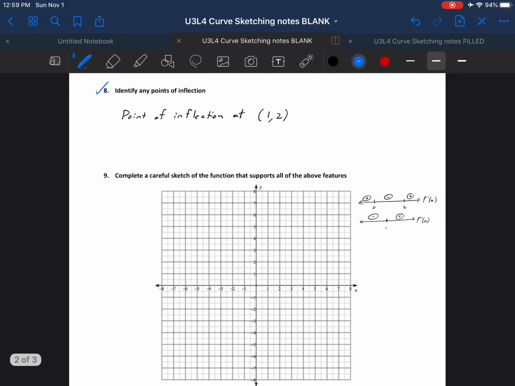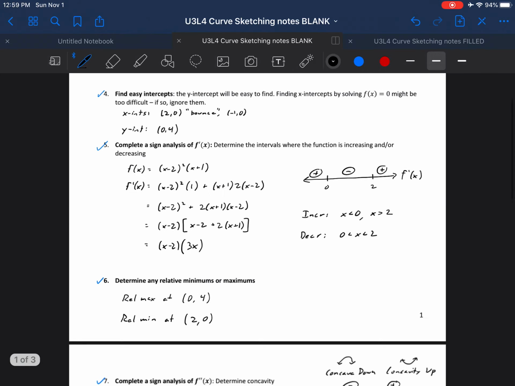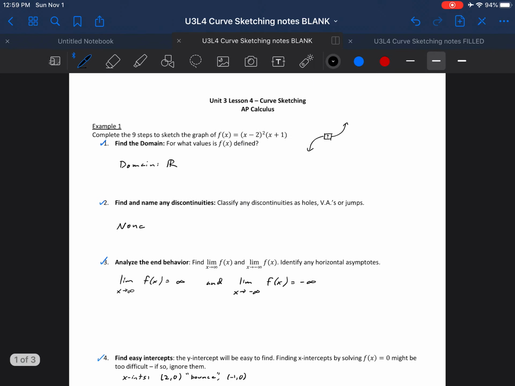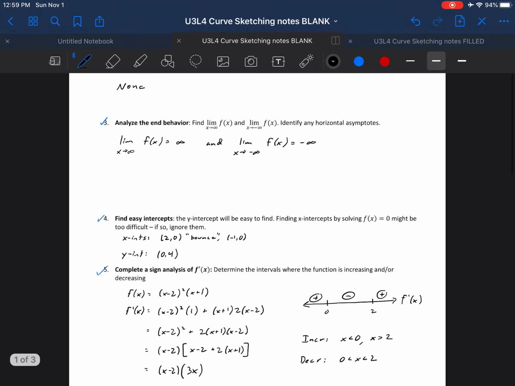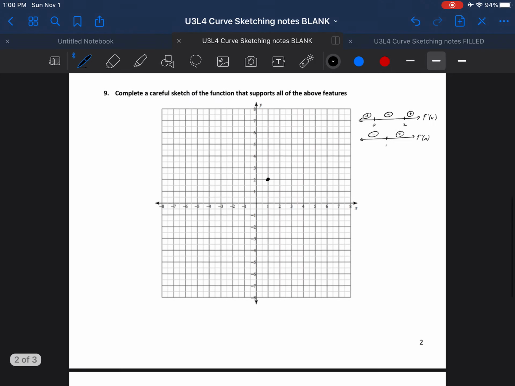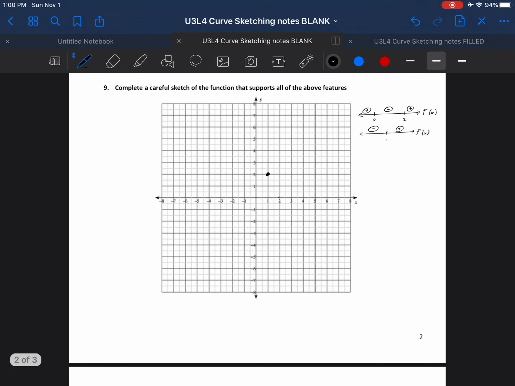And now, complete a careful sketch. Okay, so what am I going to do? I'm going to put in all my points first. Okay, so point of inflection at 1, 2. That's right there. Right? What else do we have? We had x-intercepts at 2 and -1, and a y-intercept at 4. So 2 and -1, and a y-intercept at 4. Okay?